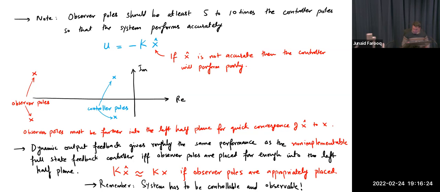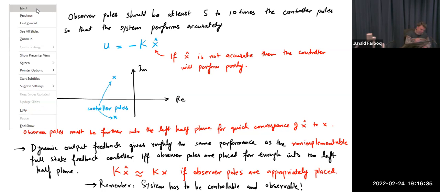So with this simple idea of using a replica of the system, we see that an estimator can be constructed that asymptotically tracks the original state of the system. Now I'm going to do an example here that helps you identify the design of a dynamic output feedback controller.